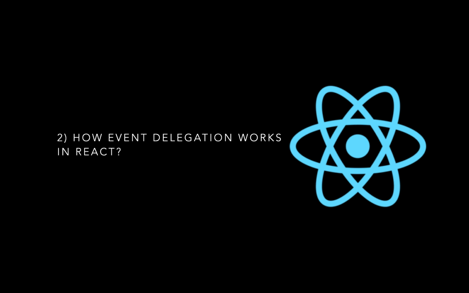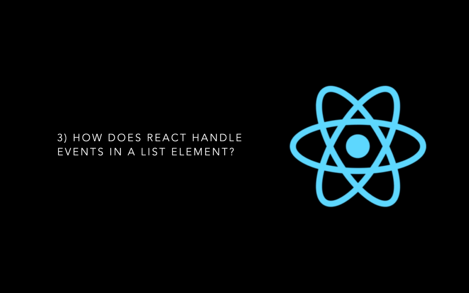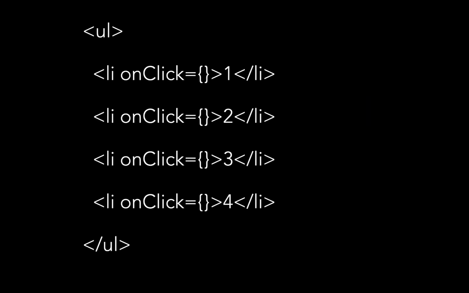And also, you might get this question as well. How does React handle events in a list element? It's sort of the same question asked differently. So let's say you have some sort of UL element, and inside I have a bunch of LIs, and I have events on each LI. And let's say you have 1,000 elements such as this. Instead of adding an event to each element here, you can handle this at the parent level, right? Basically a higher level.